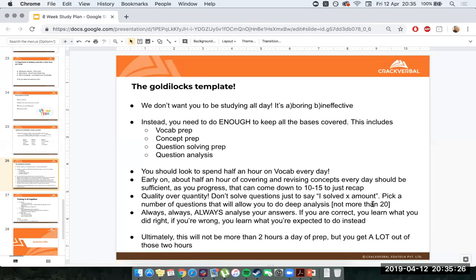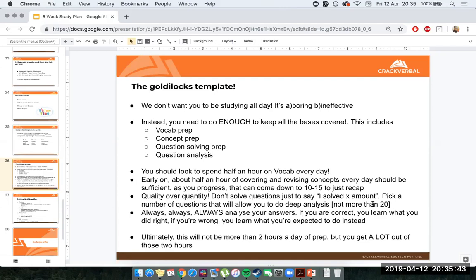I would say 20 is probably a good idea for a higher peak because there are 20 questions in a verbal section or 20 questions in the quant section, right? Just for that reason. But really, not more than 20 questions, not more than half an hour doing the questions, right? That should be the peak amount of time.